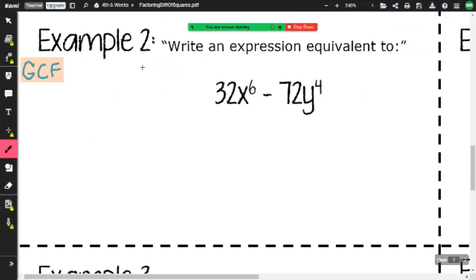But what do they have in common? They both have what? Not exponents. Coefficient. They both have numbers in front of the variables. We have coefficients. So let's find the greatest common factor. See if any light bulbs go off, because I see that a lot of us have forgotten.